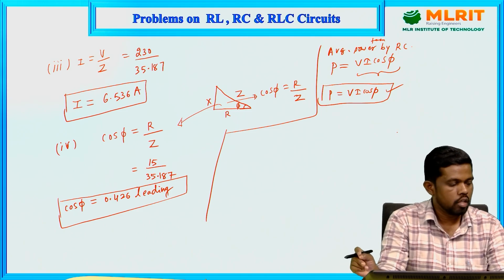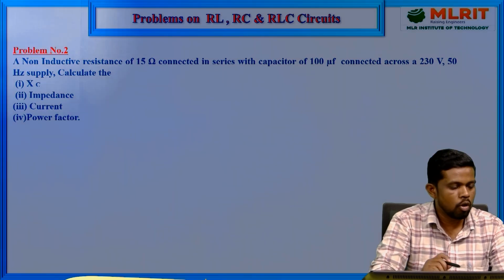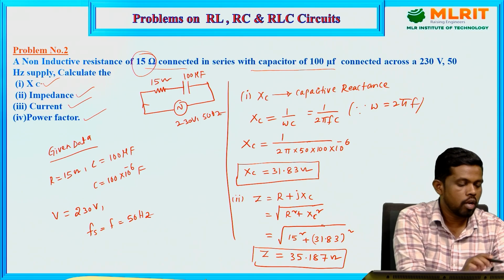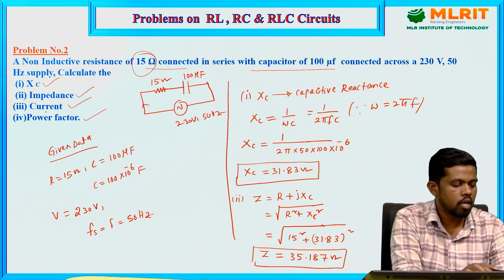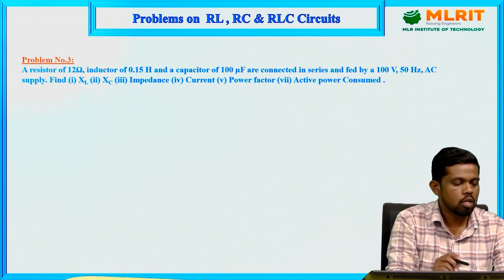So this is the end of the second question. It was on the RC series circuit. Based on the required credentials, we got the answers for the capacitor reactance, impedance of the network, the current, as well as the power factor. Then question number 3, we need to discuss question number 3.